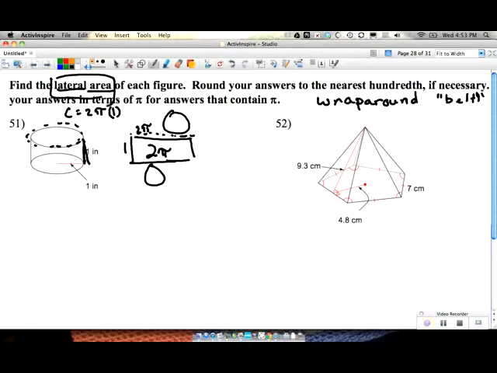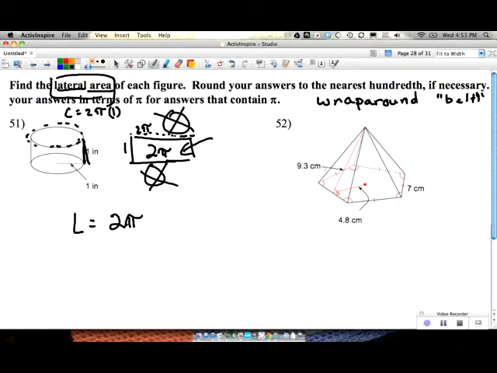Now again, it's only asking us for the lateral area, so we don't need the bases. We don't need the top circle or bottom circle. We just need that wraparound piece. So the lateral area, also referred to as capital L, is equal to 2 pi.